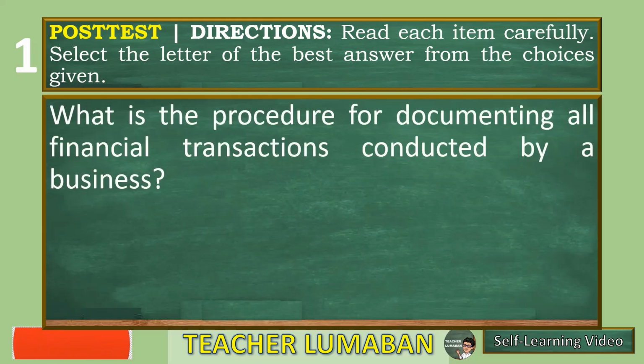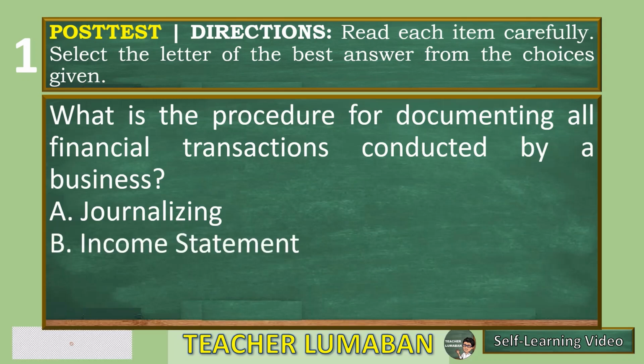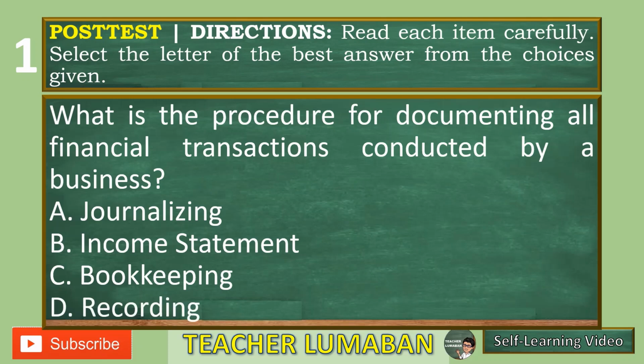What is the procedure for documenting all financial transactions conducted by a business? A. Journalizing. B. Income statement. C. Bookkeeping. D. Recording.